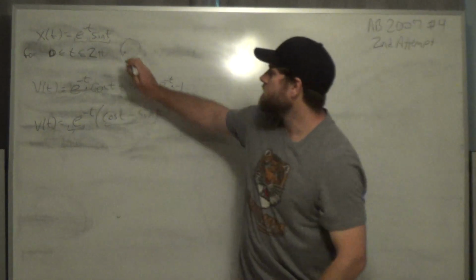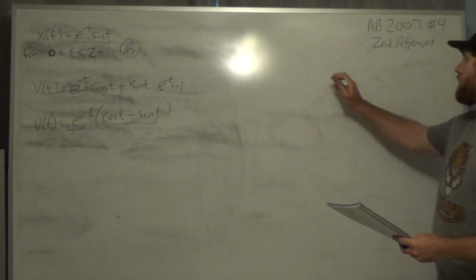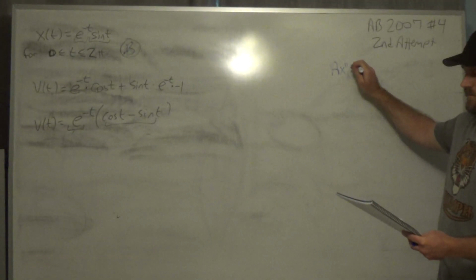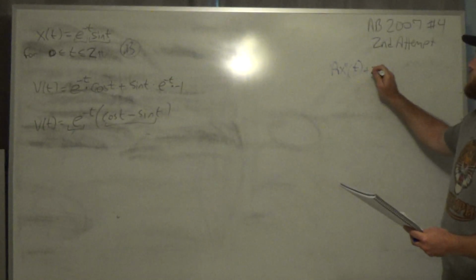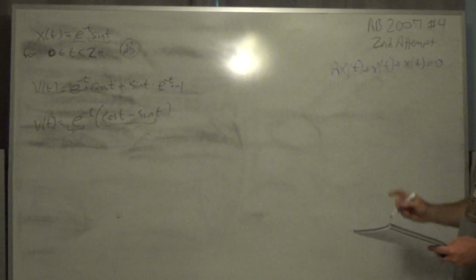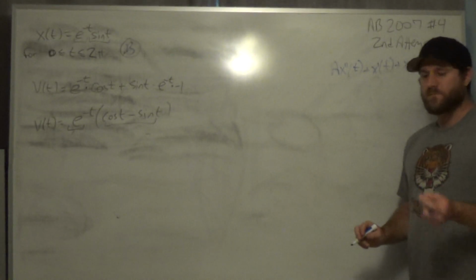For part B, they want us to find the value of a that is the solution to a times x double prime t plus x prime t plus x of t equals 0. And while this problem is horrible, they offer a lot of points for steps along the way.